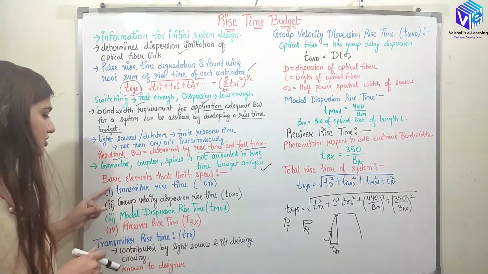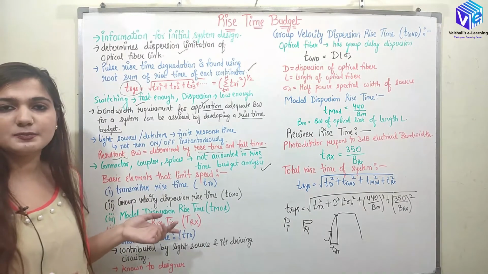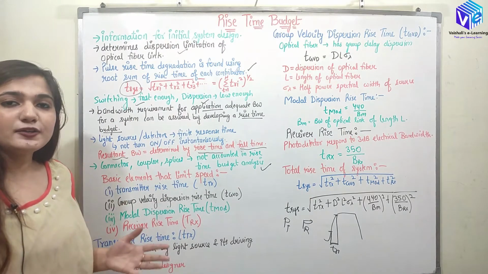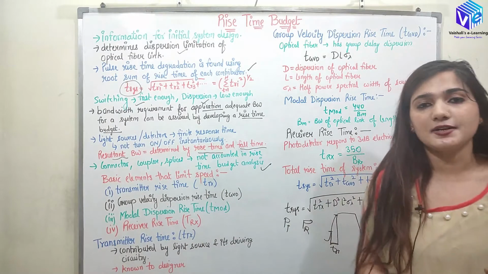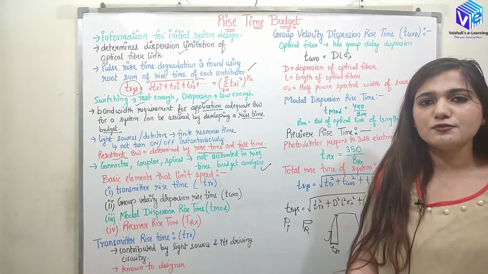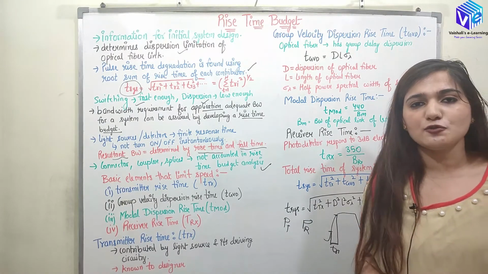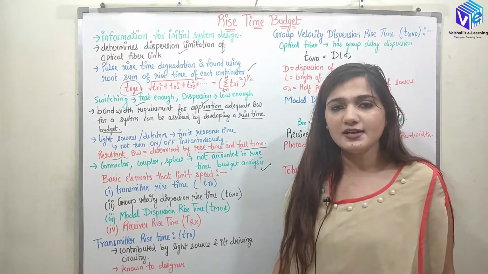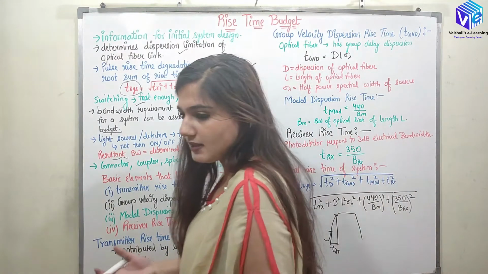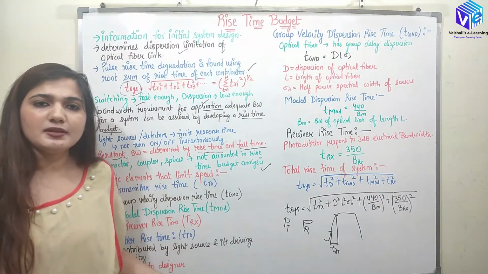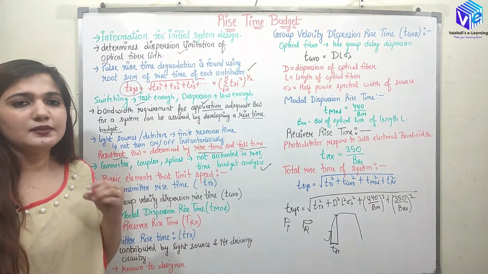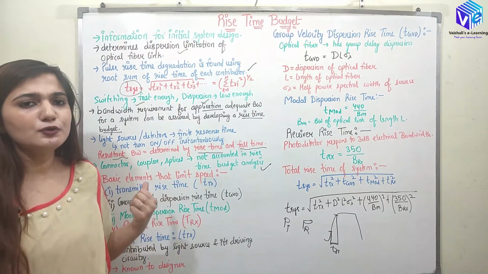So first of all, we have the transmitter rise time, which is known to the designers, right? It is contributed by the light sources and its circuitry. So we know what kind of light sources we are using. Either we can use LEDs or we can use lasers. Depending upon the light source, we will have different transmitter rise times, right? If he is using the LED, he will have a different rise time. If he is using lasers, he will have a different rise time. So for rise time, there is no mathematical formula. It is known to the designer.